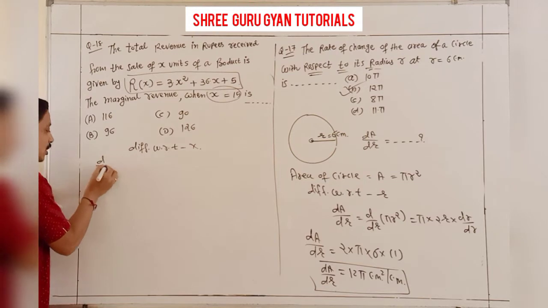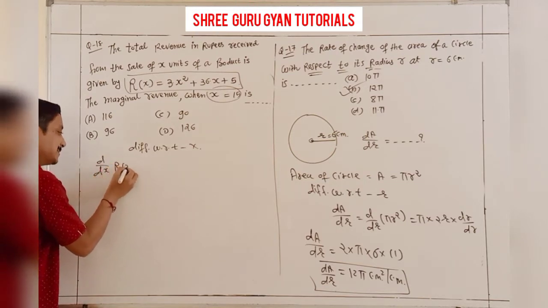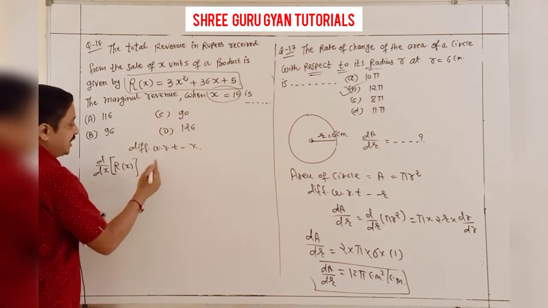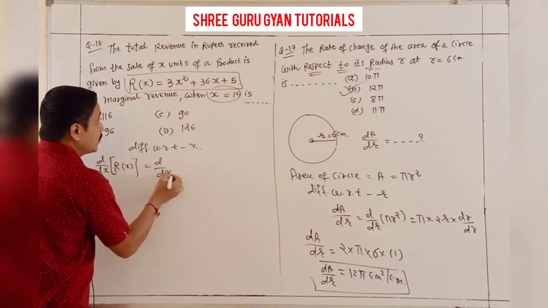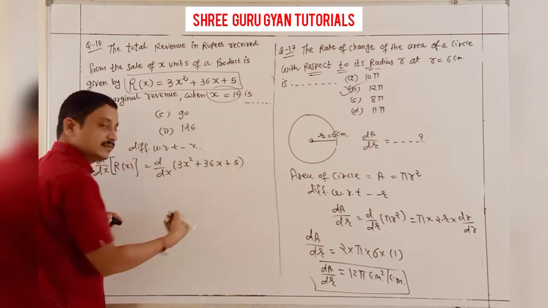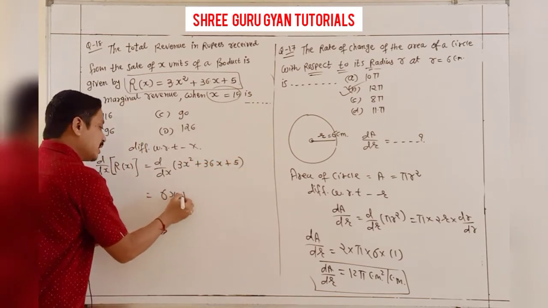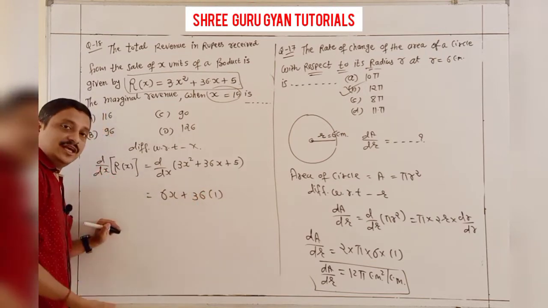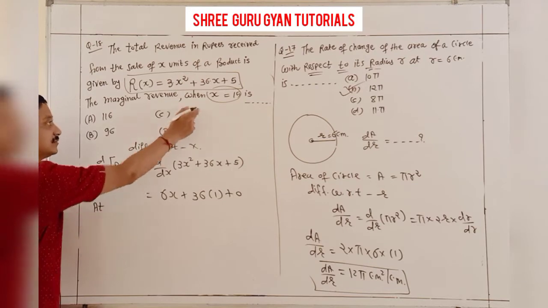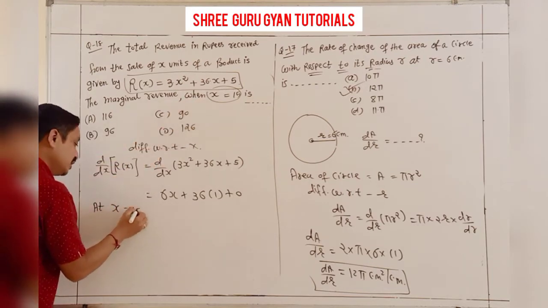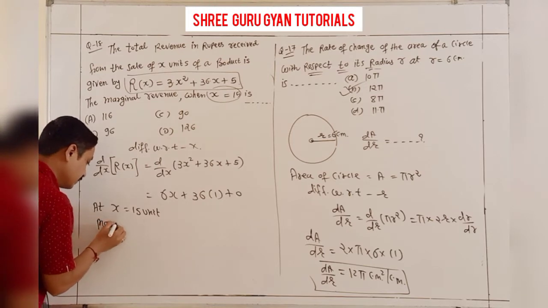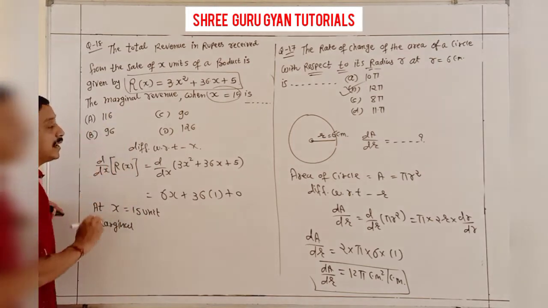So d/dx of your revenue R(x). Same thing, take the derivative on the right side, d/dx of 3x square plus 36x plus 5. So here we get 6x plus 36, and the derivative of the constant 5 is 0. Now at x equal to 15 units, what is given? The marginal revenue.